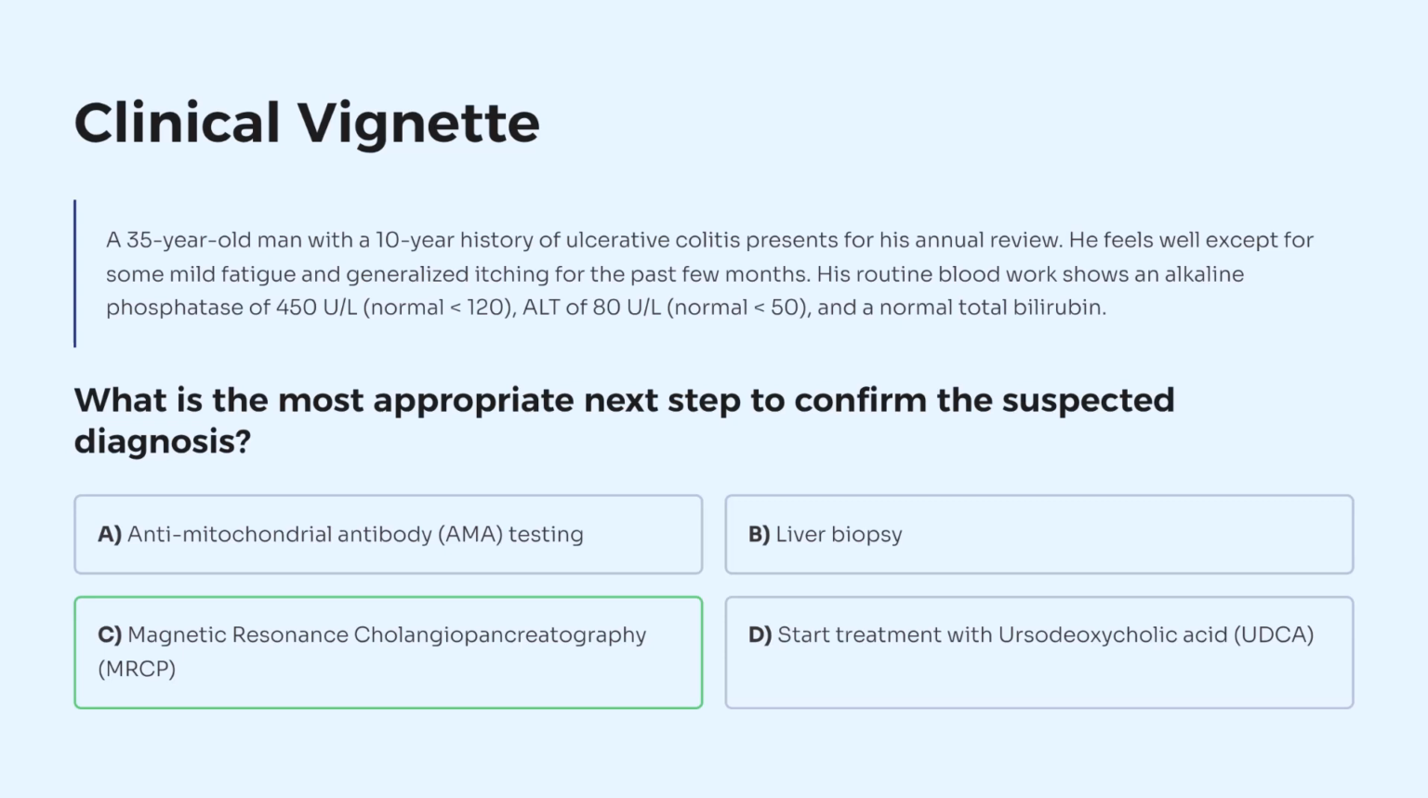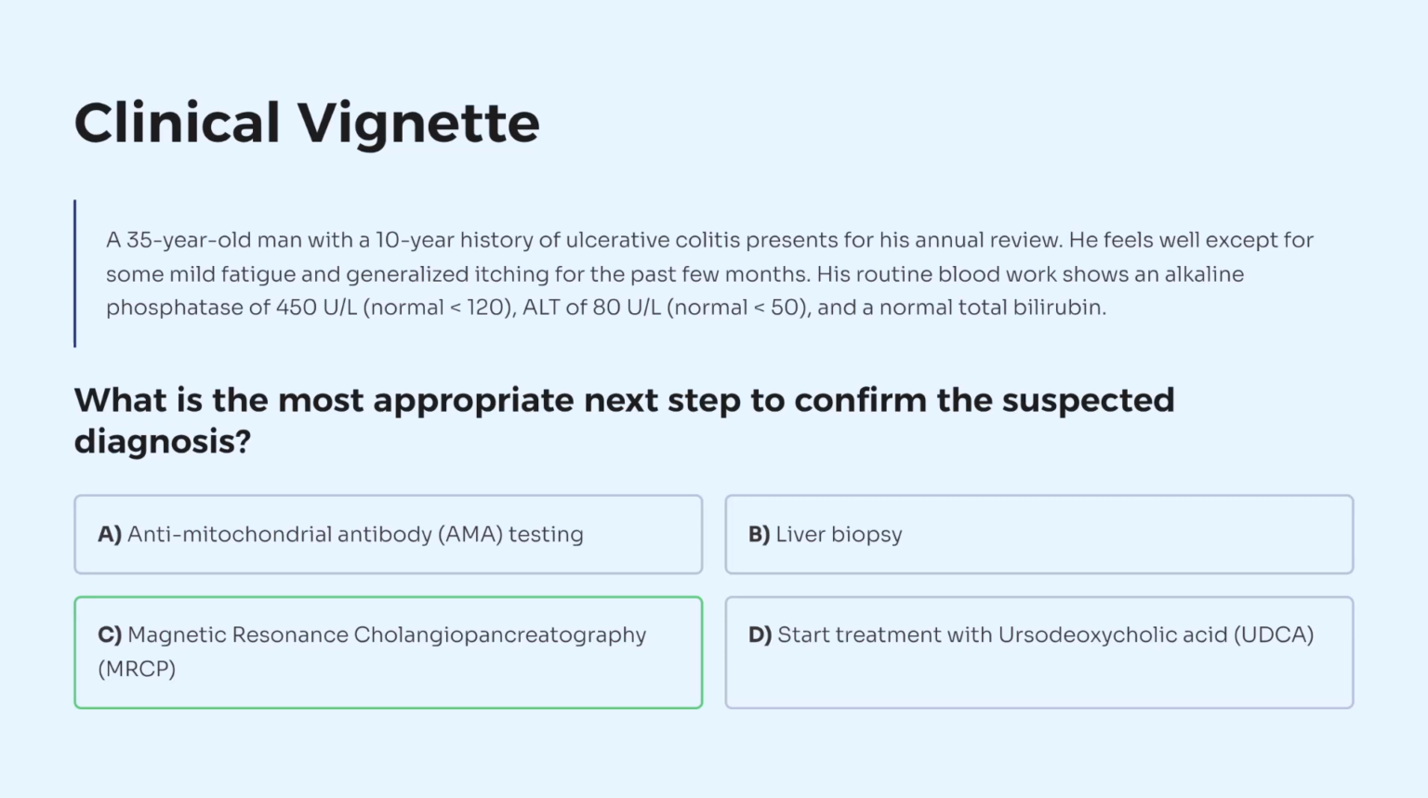A. Anti-mitochondrial antibody, or AMA testing. B. Liver biopsy. C. Magnetic resonance cholangiopancreatography, or MRCP. D. Start treatment with ursodeoxycholic acid, or UDCA. The correct answer is C. MRCP. Let's break it down.